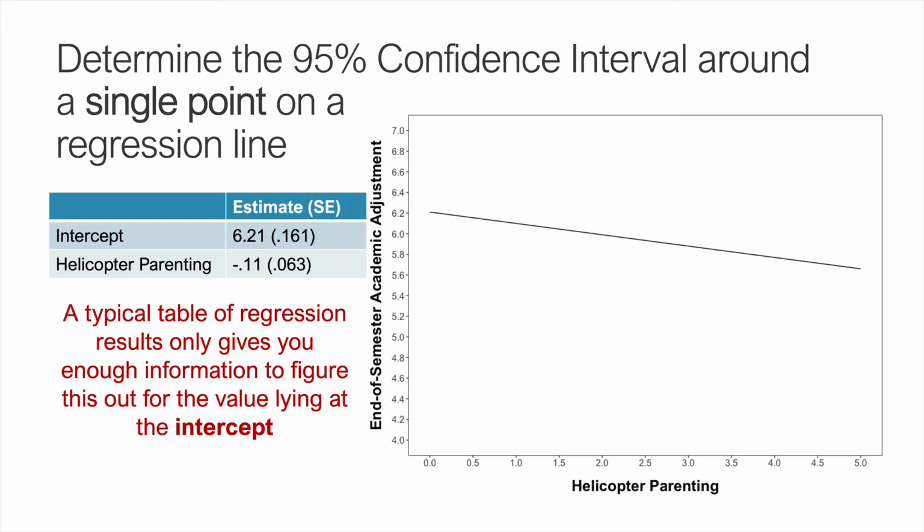If you have a simple one-predictor regression model, here I've got a variable on the x-axis called helicopter parenting that appears to have a slightly negative effect on academic adjustment at the end of the student's semester. So I can tell that from my regression table here. I have an intercept and a slope of negative 0.11. But using that regression table, I cannot tell you what the confidence interval is around any given point on this line except for the intercept. Right? The standard error for the slope all by itself is not enough information. The slope is only going to tell us about the angle of that line. It doesn't tell us about its position in vertical space. And that information matters too when we're calculating confidence regions.